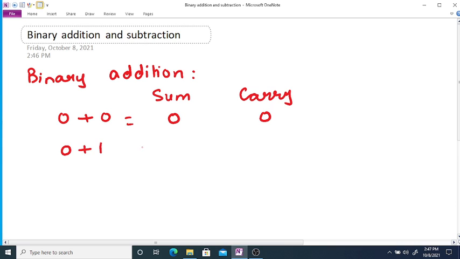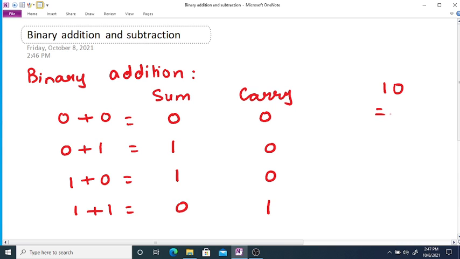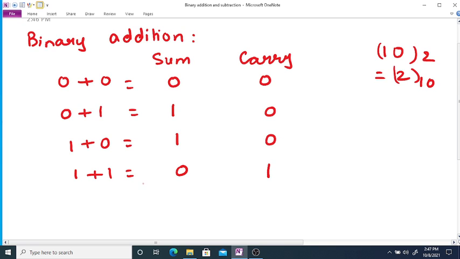0 plus 1 we will get sum as 1 and carry as 0. 1 plus 0 we will get sum as 1 and carry as 0. And lastly 1 plus 1 we will get sum as 0 and carry as 1. Now we know that 10 in binary is nothing but 2 in decimal. So 1 plus 1 will give us 10, that is nothing but 2. So sum will be 0 and carry will be 1.